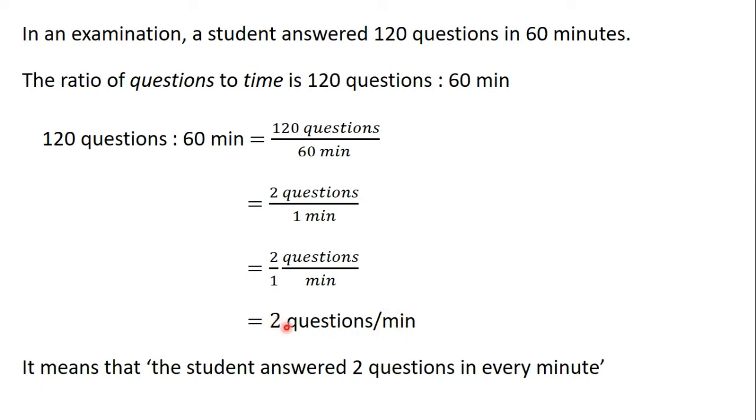For example, using this rate, we can use it to find the number of questions the student answered in 3 hours. We can also use it to find the number of questions the student will answer in, let's say, 2 hours or let's say 30 minutes. So using the rate, we can use it to find one quantity when the other quantity changes.